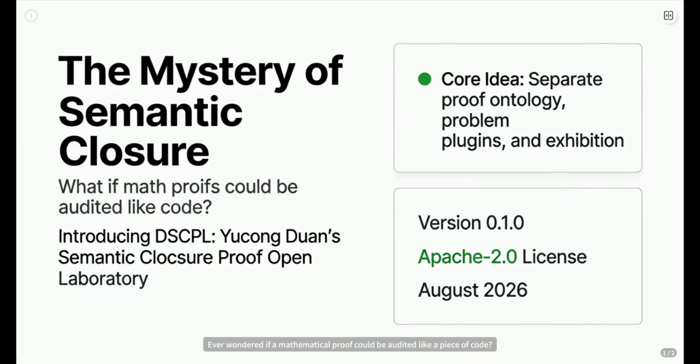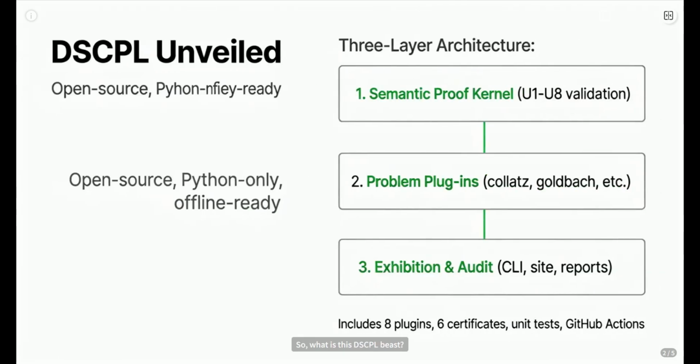Ever wondered if a mathematical proof could be audited like a piece of code? What if we could check its structure, its integrity, without necessarily solving the problem itself? That's the core idea behind DSCPL, the Semantic Closure Proof Open Laboratory. So what is this DSCPL beast?